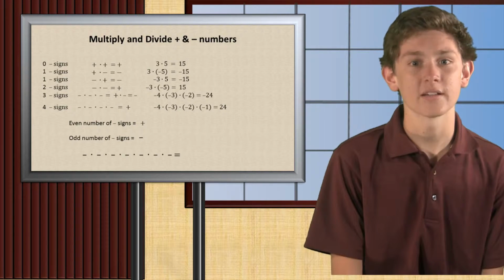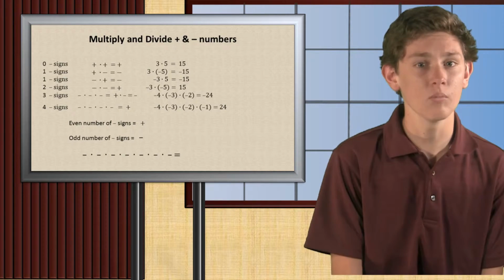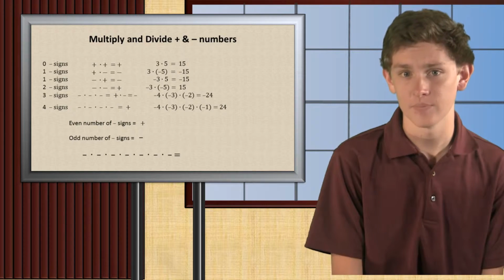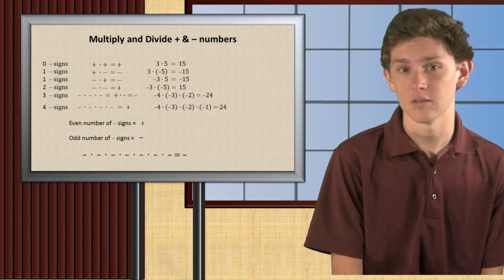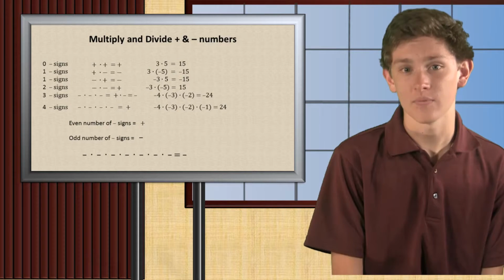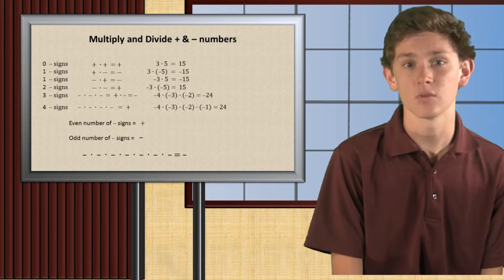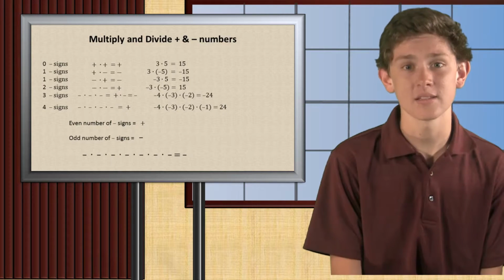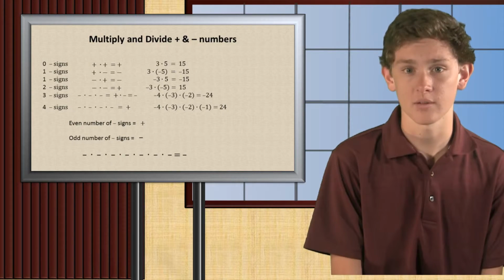So, if I had 7 negative numbers all multiplied together, what would the sign of the answer be? Yep, negative. Now, here's some good news. The rules for division of positive and negative numbers are exactly the same as the rules for multiplying.